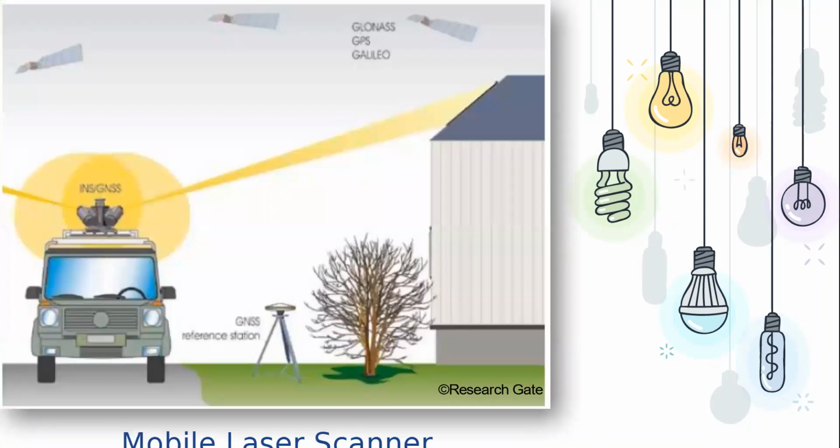The second one is mobile laser scanner. This is a relatively new technology where the sensor or the scanner is mounted on top of a vehicle, and with the movement of the vehicle, the data is collected 360 degrees around. This particular technology is very useful for municipalities or road authorities to map their assets around the road or to determine the cracks on the road.